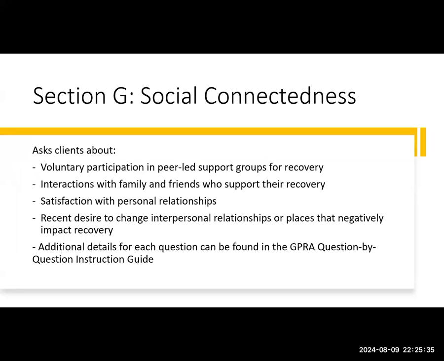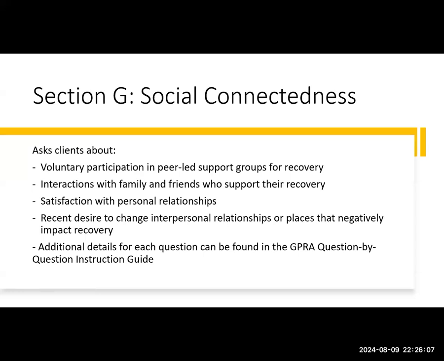This section asks clients about any voluntary participation in peer-led support groups for recovery, any interactions with their family and friends who support their recovery, their satisfaction with personal relationships, and any desire to change interpersonal relationships or places that negatively impact their recovery. It may be helpful to front-load this whole section by letting clients know that you'll be asking about their personal relationships and things they do that support their recovery, and any changes they may want to make about people and places that negatively impact their recovery.